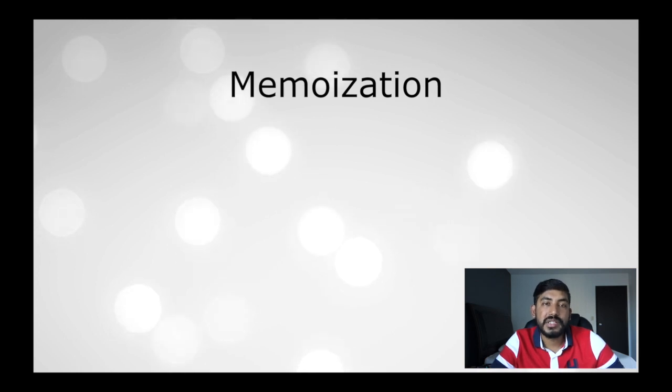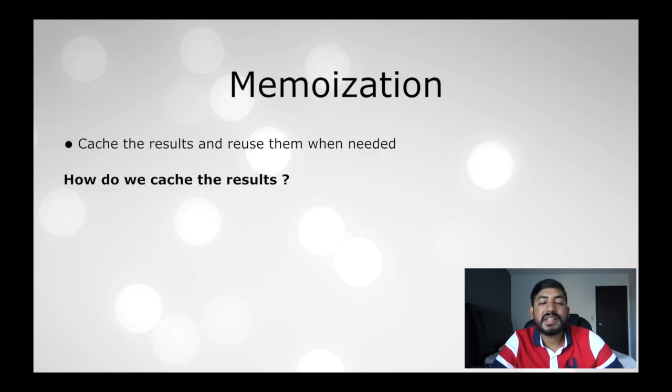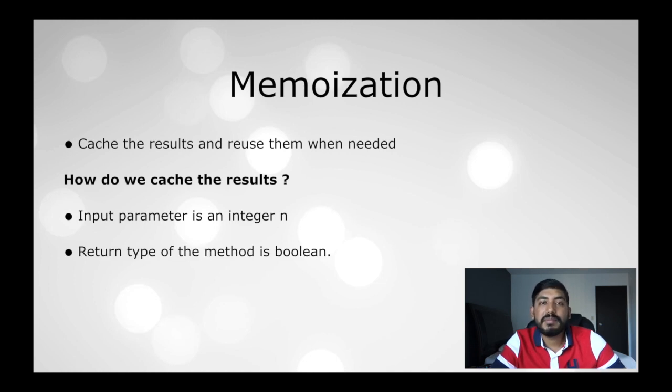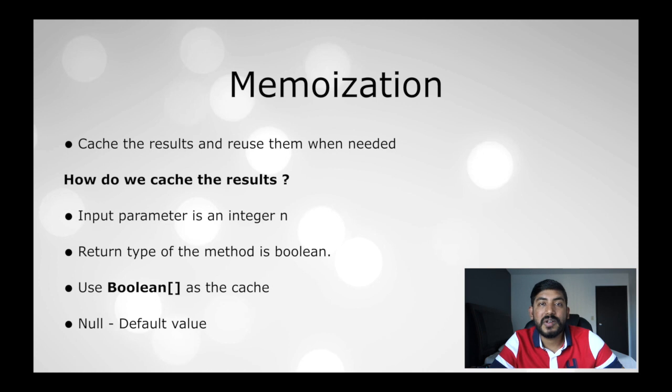How do we cache the results? What do we use to cache the results and what do we cache? So the input parameter is an integer n, and the return type of the method is boolean. So we have to use a boolean array as the cache. The value of n will become the index, so that will be the key to the cache, and the value stored in the cache is a boolean value, which is true or false. And null is our default value, which means that if for a given index n the value is null, this problem has not been solved yet, so we have to solve it.